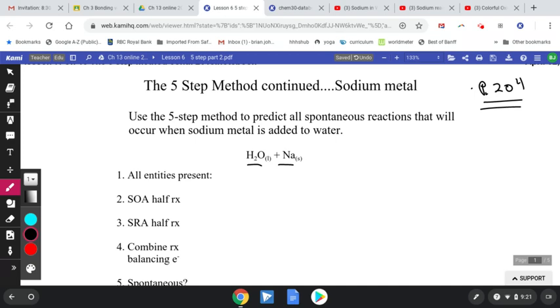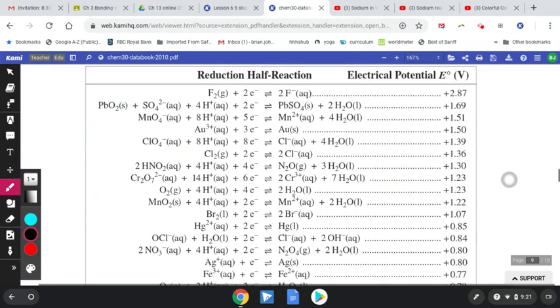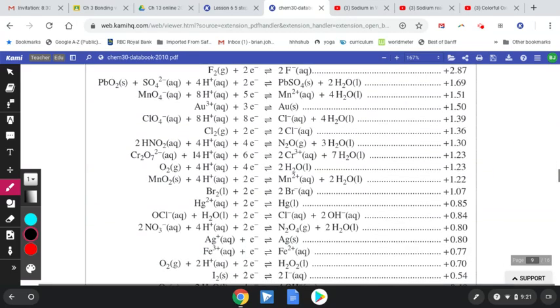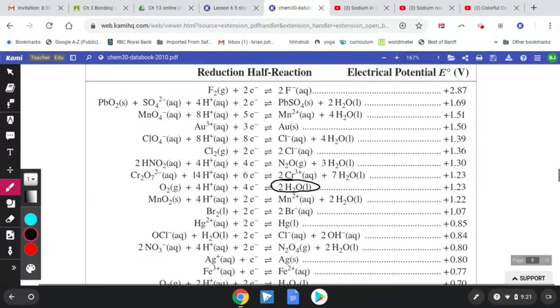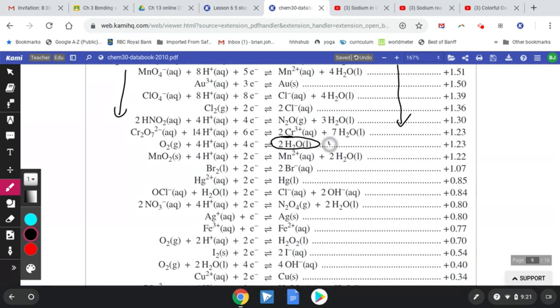What's going on? So I have our data book, and in your data book, you will need to be open to page 7. So I'm going to start looking these guys up. So I said sodium and water. Okay, well, here's water. It's a very weak reducing agent. Remember that these are the weakest reducing agents, and they get stronger as you go down. And this is the strongest oxidizing agent, and it gets weaker as you go down. Okay, so water is a pretty weak reducing agent, but it could still react.